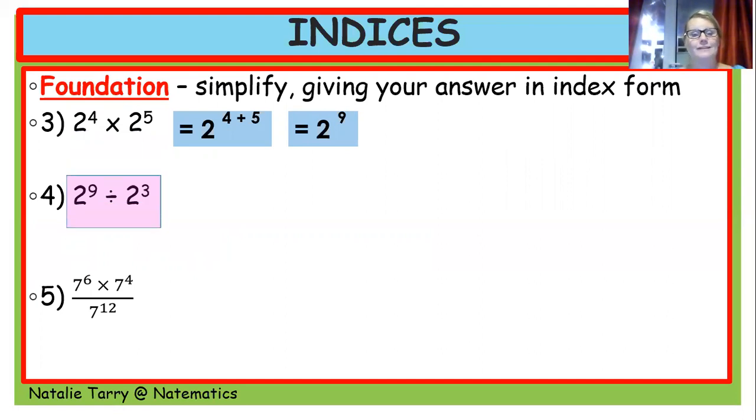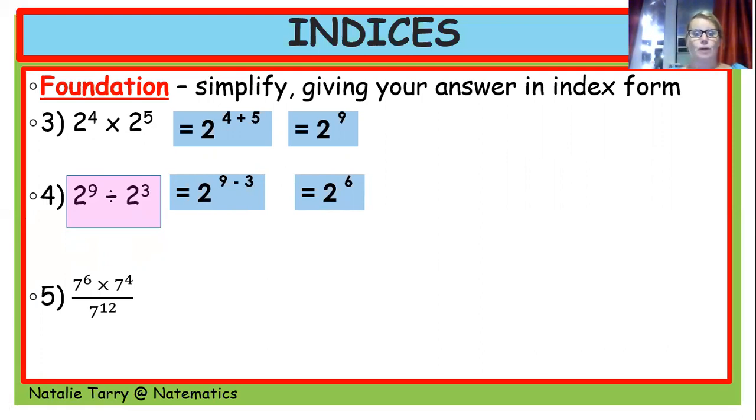2 to the power of 9 divided by 2 to the power of 3. When we are dividing and the bases are the same, what we do is we subtract the powers. So we keep the base the same, it's 2, and it's 9 minus 3. And always remember it's in that order, 9 minus 3. So 9 minus 3 is 6. So that leaves 2 to the power of 6.